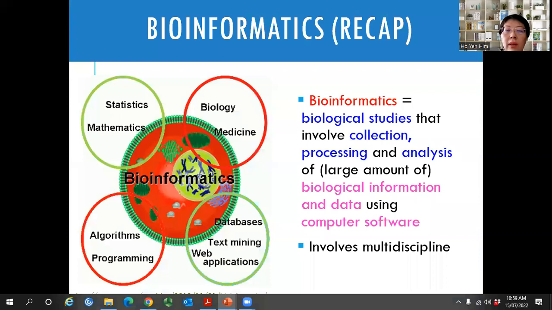Okay, so all in all, recap: bioinformatics is a biological study that involves the collection of all the biological data obtained from biological research, process it, and analyze this biological information and data using computer software to derive new knowledge, new insights. So this involves multidiscipline, like you can see here, involving biology, medicine, databases, text mining, web application, algorithm programming, statistics, mathematics. So many disciplines will be involved in bioinformatics.